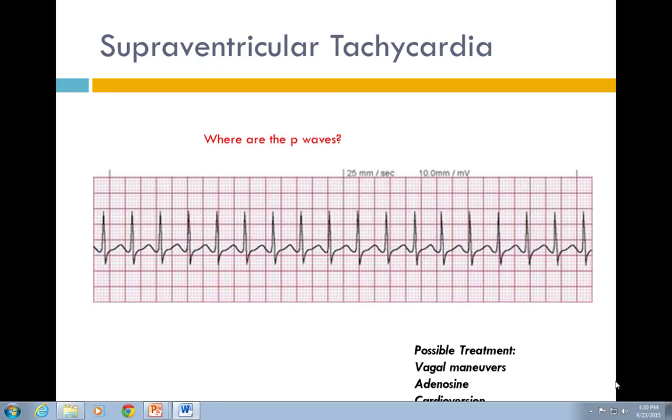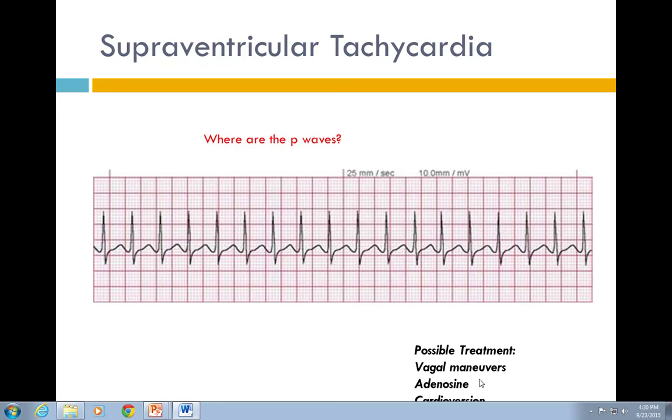So some of the possible treatments for a patient in SVT is vagal maneuvers. Vagal maneuvers means we can have them bear down and grunt. We can have them cough. We can have them blow into a straw. All of those produce vagal maneuvers to have the patient slow down that heart rate.